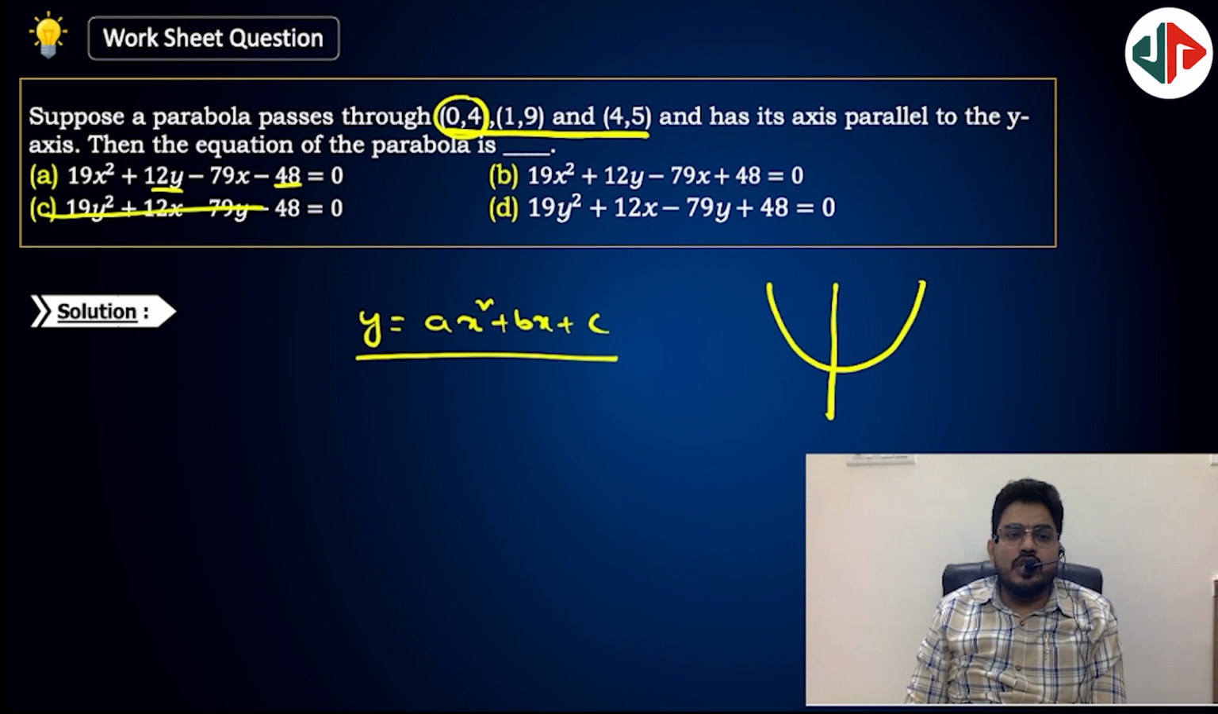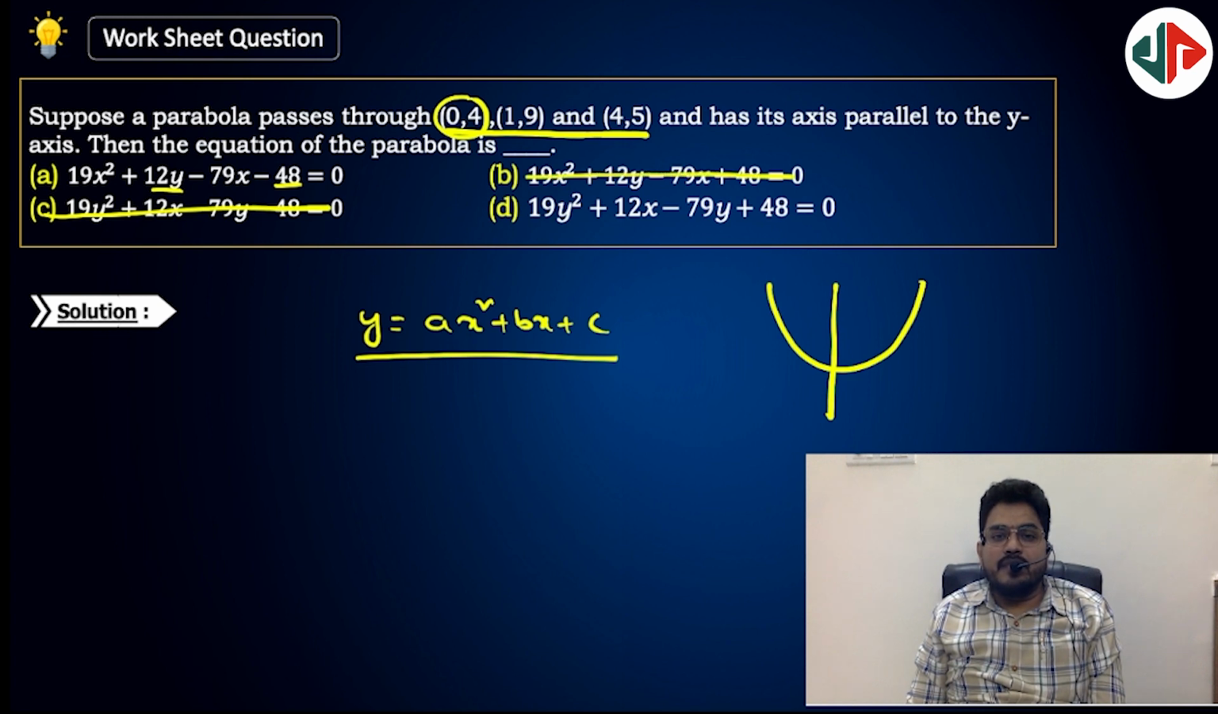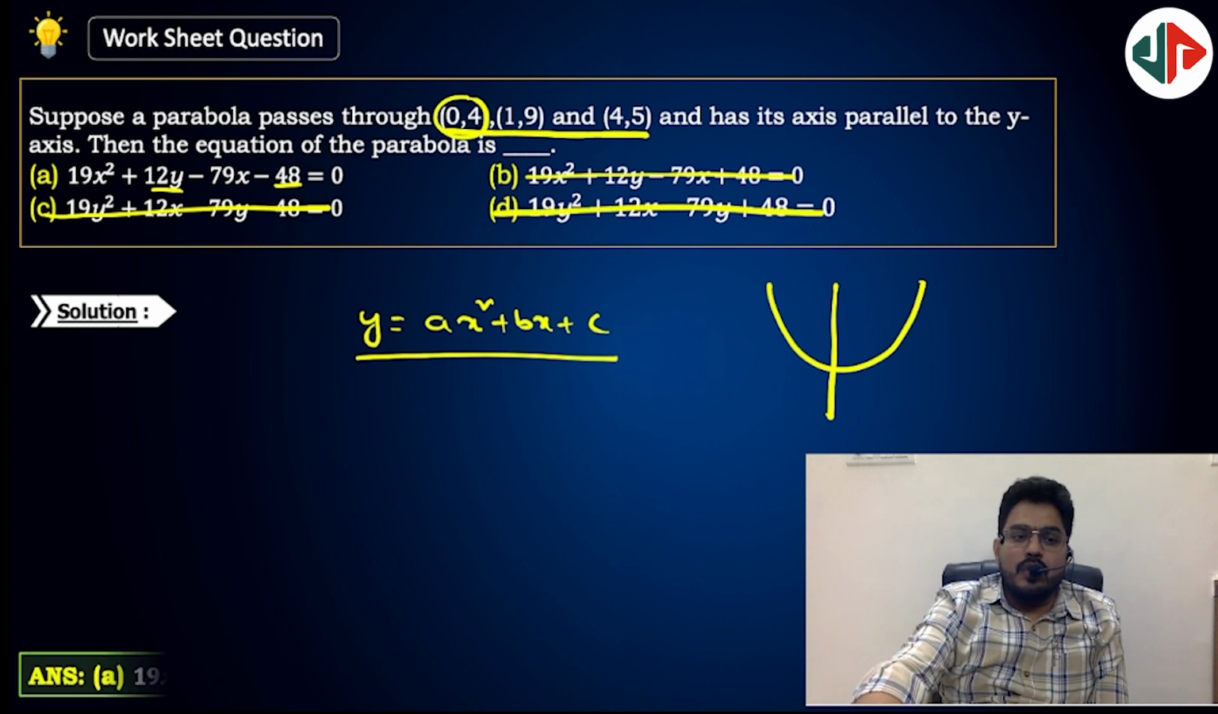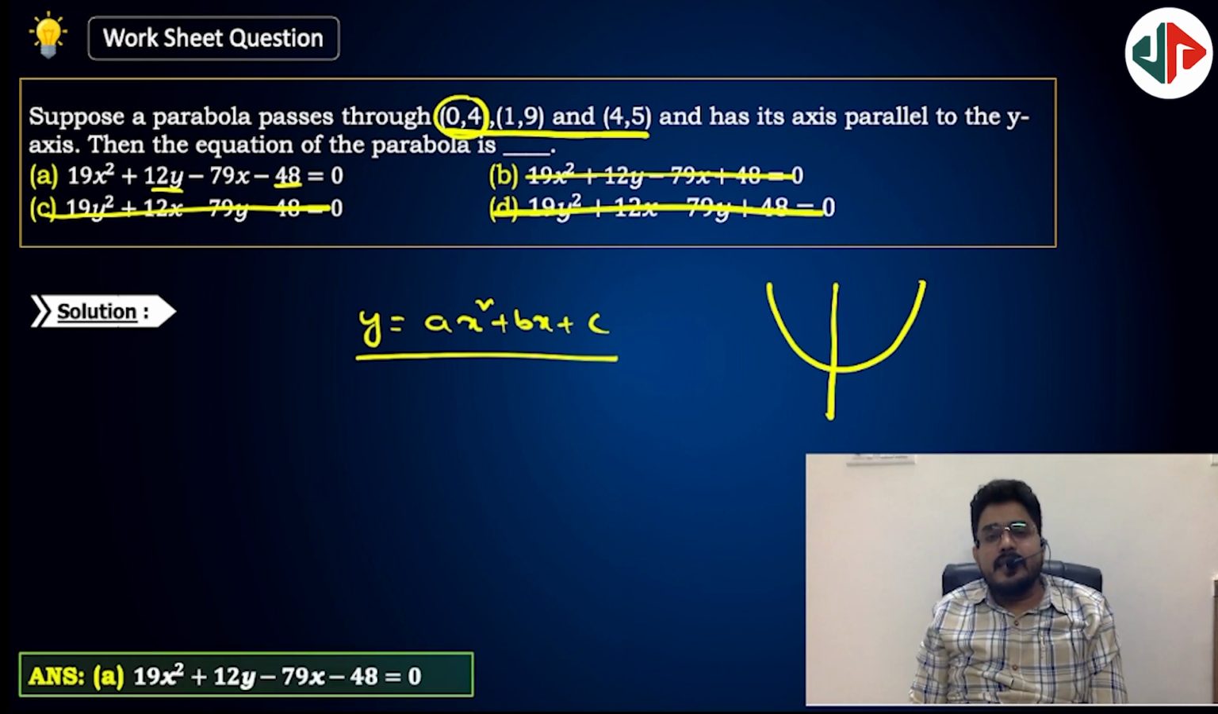This one has no chance, and here also no chance, because the square term will be for x only. So these three are ruled out. I'll go and mark the answer as A.